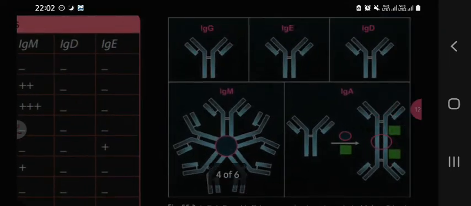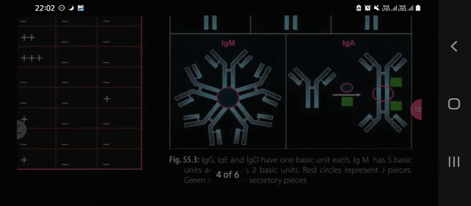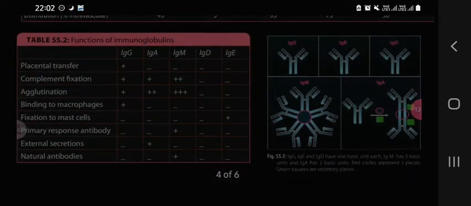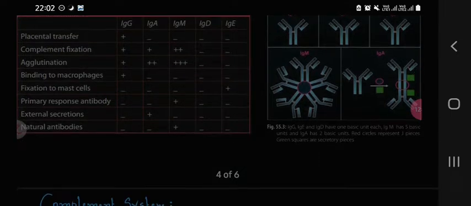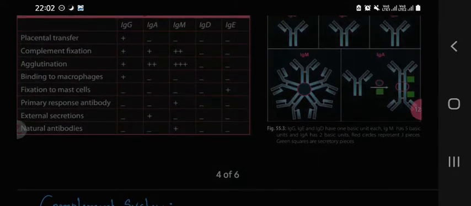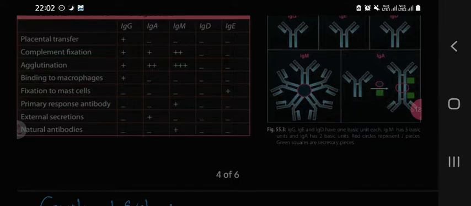And here is the structure: IgG, IgE and IgD are monomers, IgM is a pentamer, and IgA is like two combined. Here you can see IgG, IgE and IgD have one basic unit each. IgM has 5 basic units and IgA has 2 basic units. Red circles represent J pieces, green squares are secretory pieces.